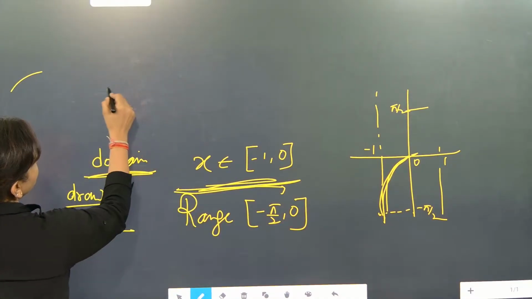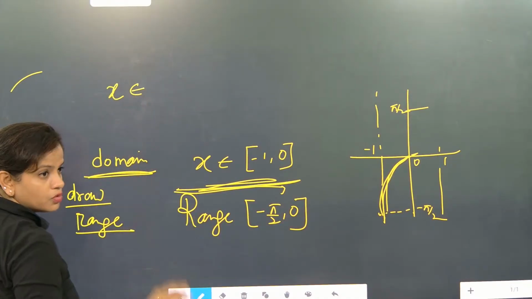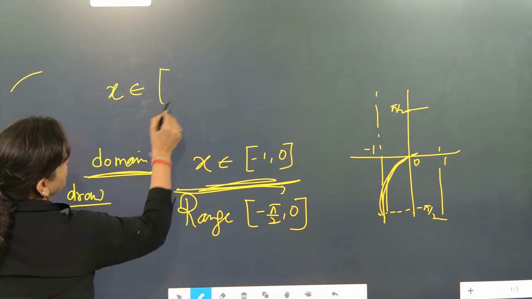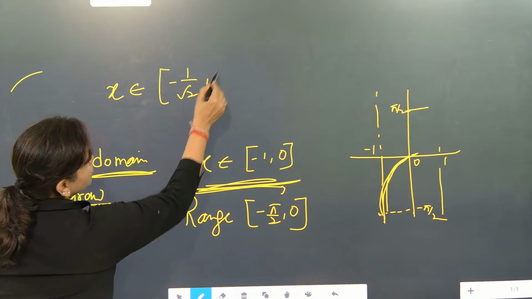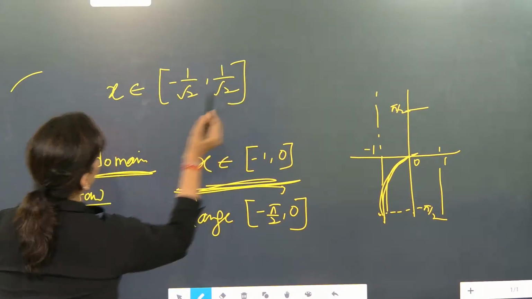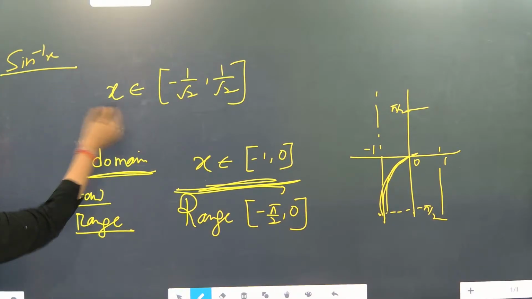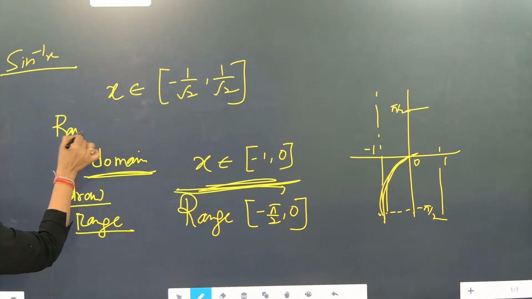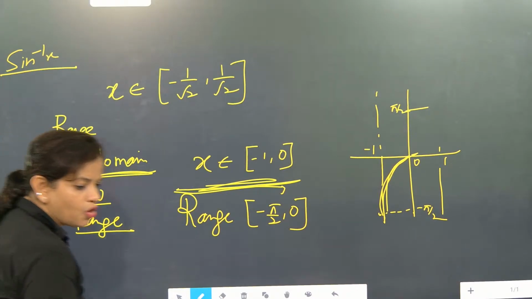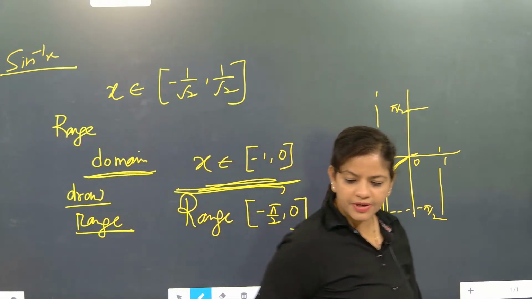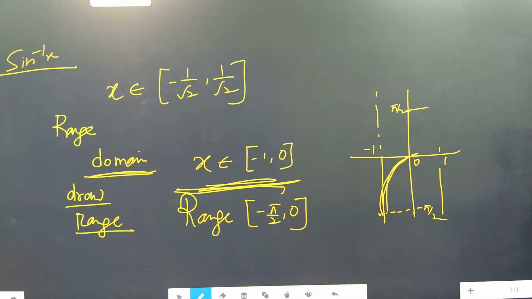If they give x belongs to, listen very carefully, minus 1 by root 2 to 1 by root 2 for sine inverse x, what is its range? Come on, go for it. Absolutely correct, beta. Super. What is its range?